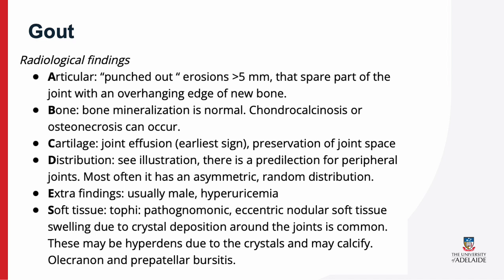Extra findings: hyperuricemia, so that's increased uric acid levels within the blood, and it usually affects males, but of course can affect anyone. Soft tissue: one of the key things is gouty tophi. This is an eccentric nodular soft tissue swelling due to crystal deposition around the joints. It can often be hyperdense due to the crystals and can calcify.